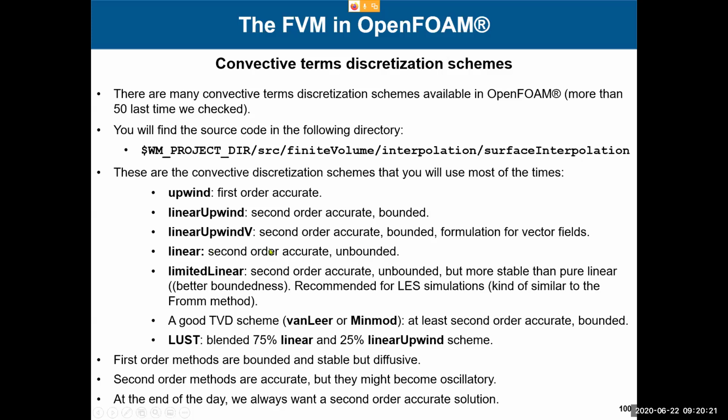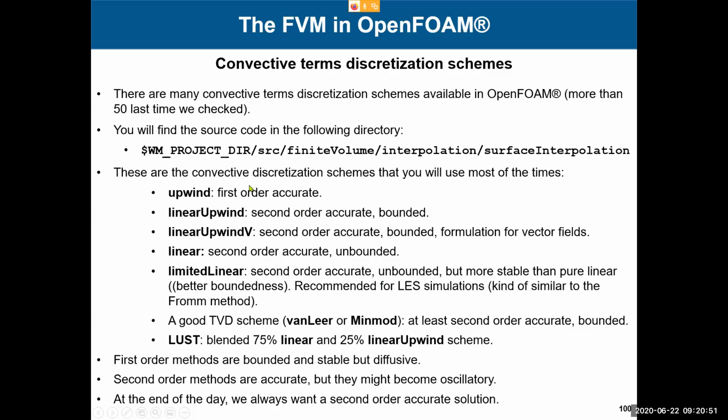Then you have linear. We have seen that it's very accurate, but it might be oscillatory. Then you have an option. You can get a bounded linear, okay? So just to reduce these oscillations, you can use something that is known as limited linear, especially recommended for LES simulations, okay? So this will be kind of similar to the blended method, as you know from the theory. And then choose a good TVD method. My advice is stay with these two, Van Leer or minmod, okay? And that's all that you need to know, okay?